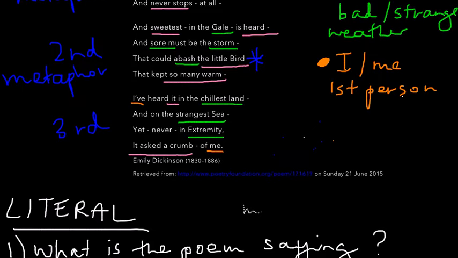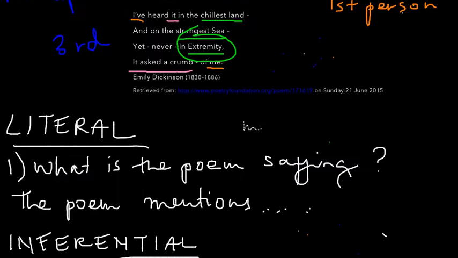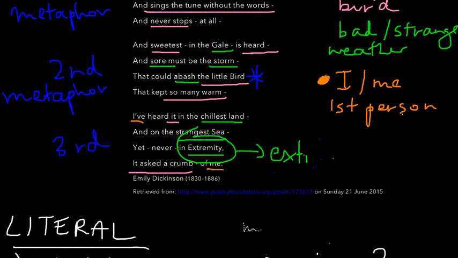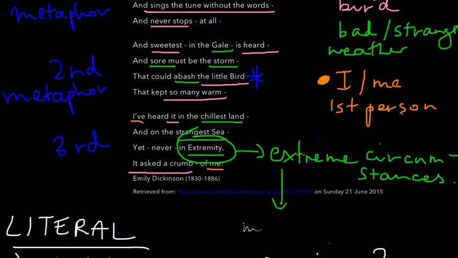I think the key to understanding this bad weather is actually in the third verse. Let's keep reading. I've heard it in the chillest land and on the strangest sea, yet never in extremity it asked a crumb of me. The key for me to understanding the bad weather is extremity. So what do you understand the term in extremity to mean? Well, I understand it to mean extreme circumstances. Do you see how the word extreme is contained in the word extremity? So extreme circumstances would probably be difficult ones. Extreme, difficult, hard, challenging.